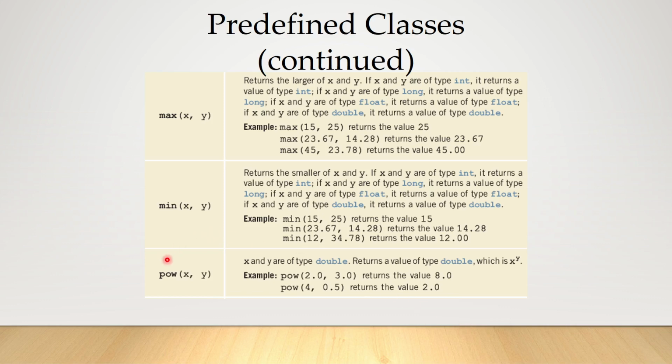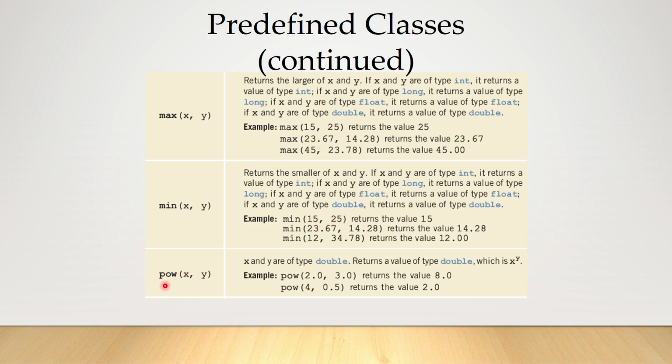Other methods are max, min, and pow. Max returns the larger of the two parameters. For example, max where 15 and 25 are passed as arguments returns the value 25, since the maximum value among the two numbers is 25. Min is a predefined method belonging to the class Math which returns the smaller value of the two parameters. For example, min with 15 and 25 as arguments returns the value 15, since 15 is the smaller value among the two.